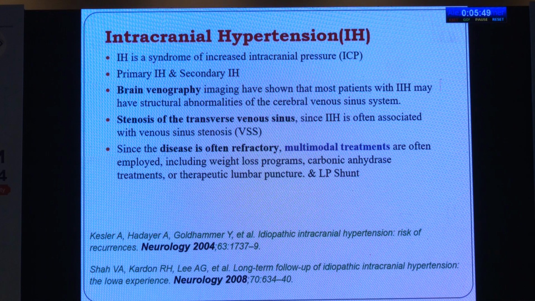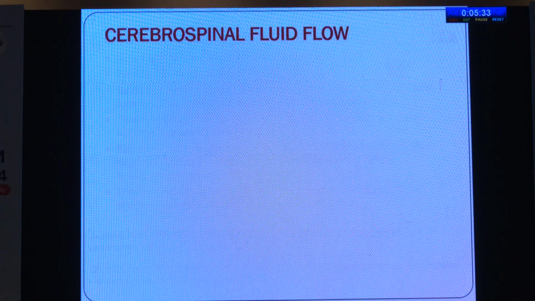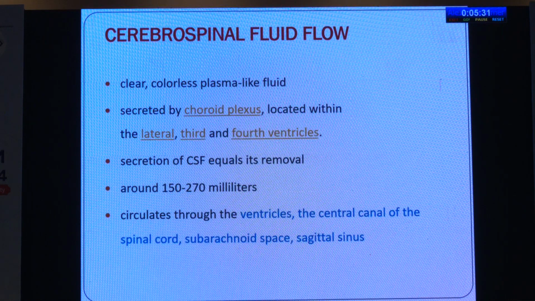So multimodal treatments are often employed, including weight loss programs, carbonic anhydrase treatment, or therapeutic lumbar puncture and LP shunts. Despite these strategies, 38 to 45% of IIH patients eventually experience worsening symptoms or recurrence within 6 to 10 years. So CSF is a clear plasma-like fluid secreted by the choroid plexus within the lateral, third and fourth ventricles, and secretion of CSF equals its removal.